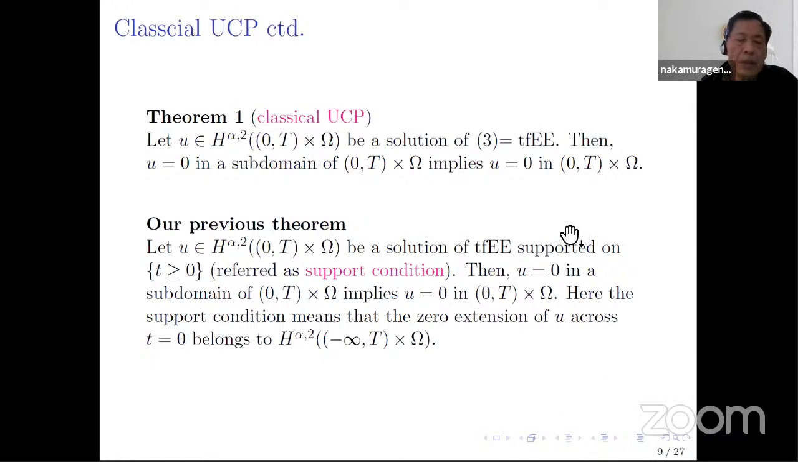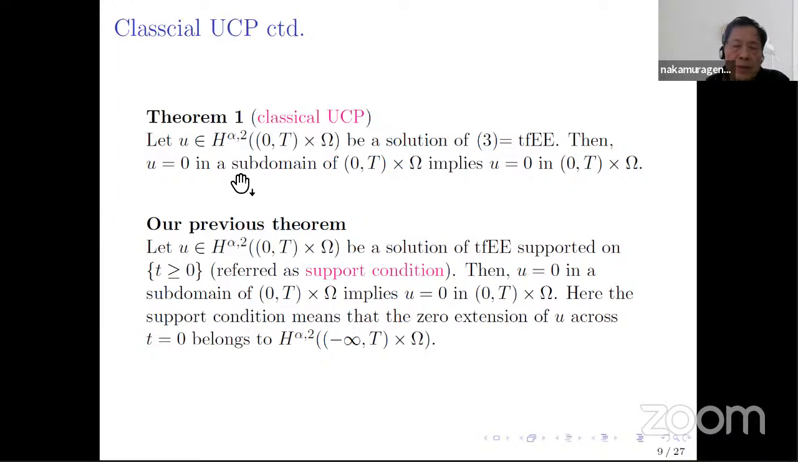Now it's ready to present our classical UCP. It is stated as follows. Let u be a solution of TFEE, and also u belong to this function space. Then if u equals 0 in a subdomain of this domain, then u equals 0 in this whole domain. Okay, so this is our classical UCP.